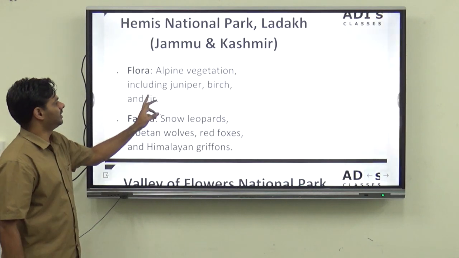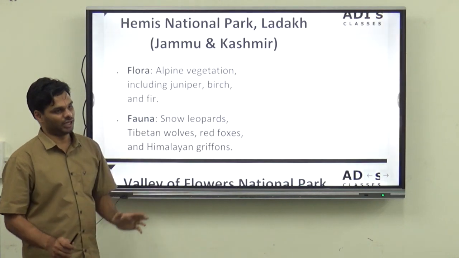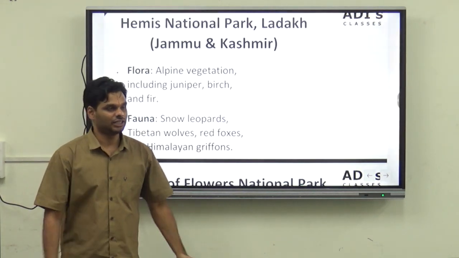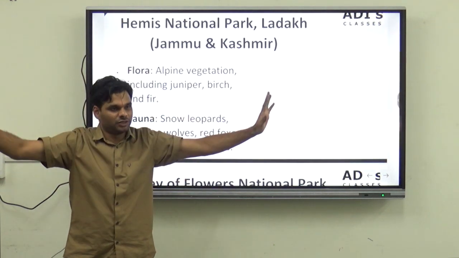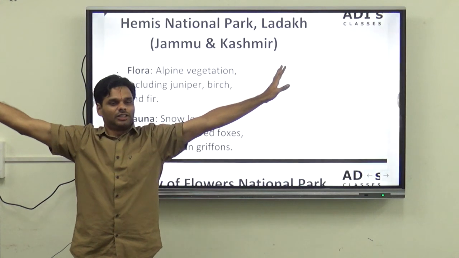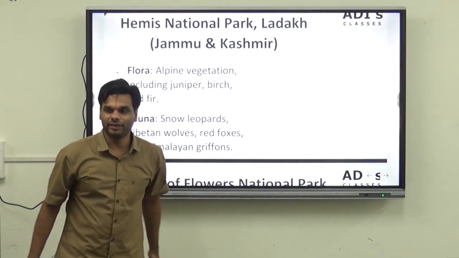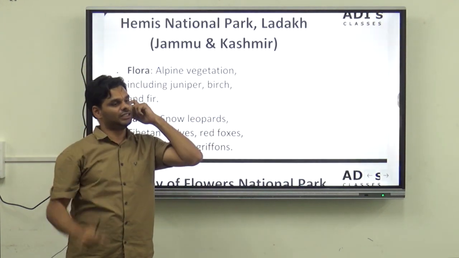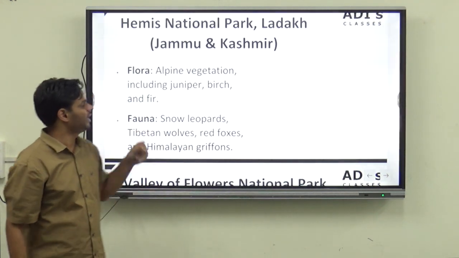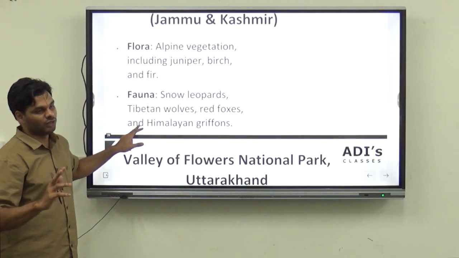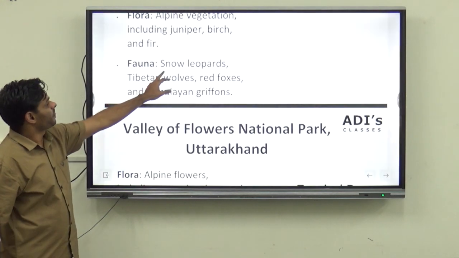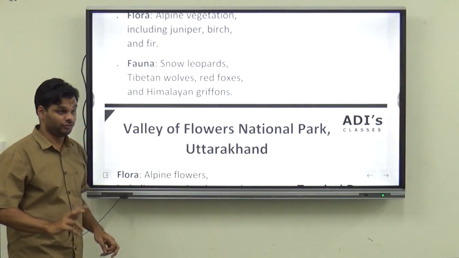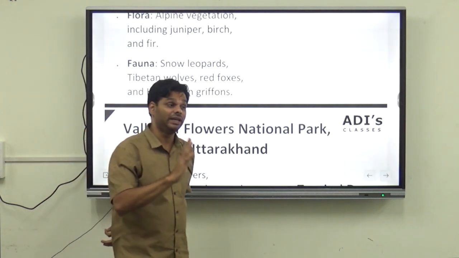So, alpine vegetation including juniper, birch, and fir. Whenever talking alpine vegetation, consider their growth straight like this. They are not spread out. Deciduous means well spread out and large. Whenever you're talking alpine and tundra, you just imagine something that goes straight into the air, right? Pine, fir, conifers, juniper, birch, all of this. See, snow leopards, Tibetan wolves. Tibetan wolves are also quite big.